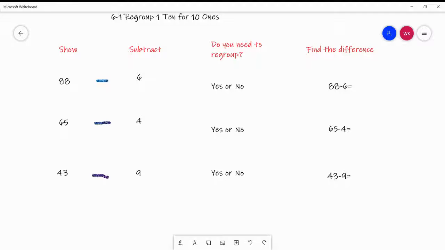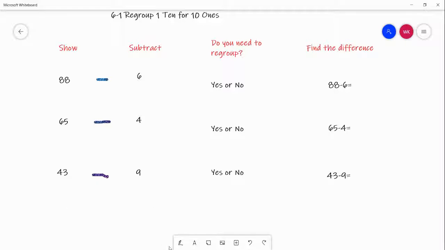So this was in the book where it was a little chart where it said show, subtract, do you need to regroup, and then find the difference. So this is us showing, so I have 3 problems. This is me showing the problem, 88 minus 6. Now our next step is to say, do you need to regroup? Yes. Or do you not need to regroup? No. And then we need to find our difference. So let's go ahead and find our difference with 88 minus 6.